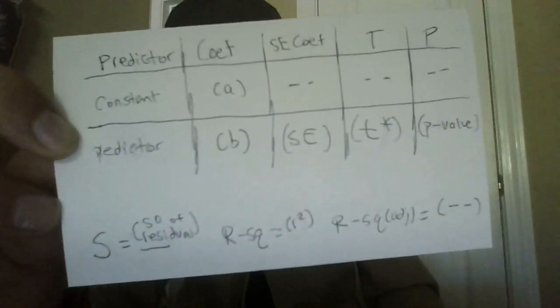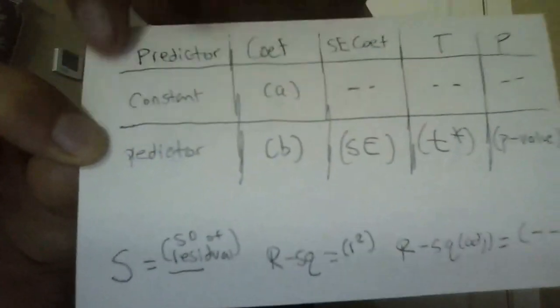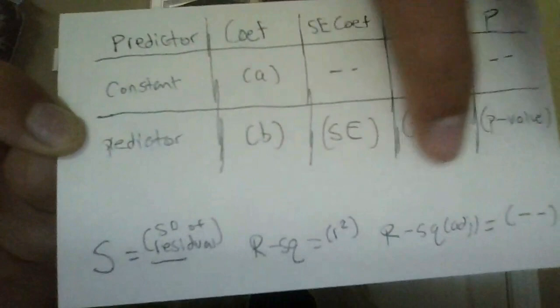R squared adjusted, trash can that thing. You don't use that in this class. That's more advanced statistics. You don't use that. So bottom line, you pretty much only use a and b, and you only use that part. You might be asked to use that part, but forget that top row and forget R squared adjusted.